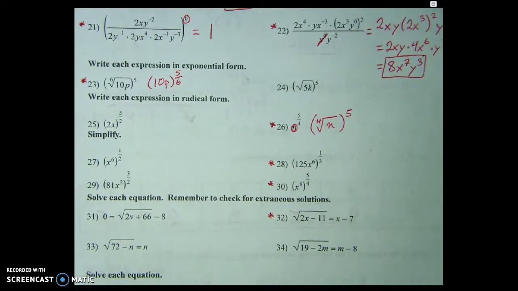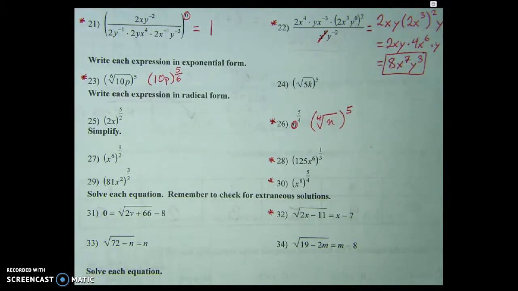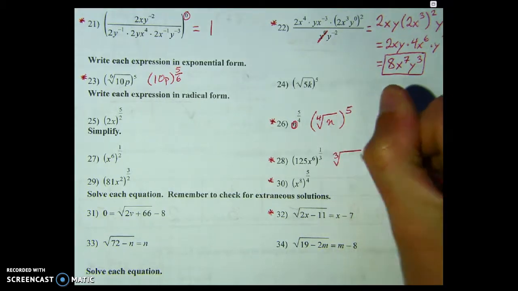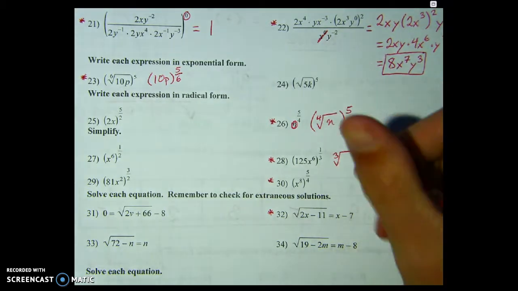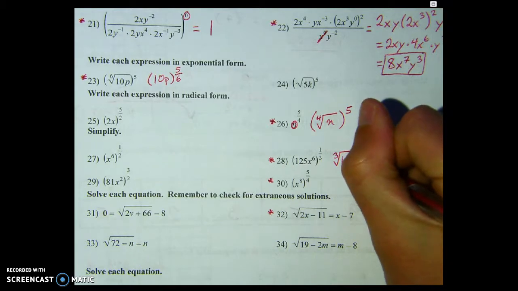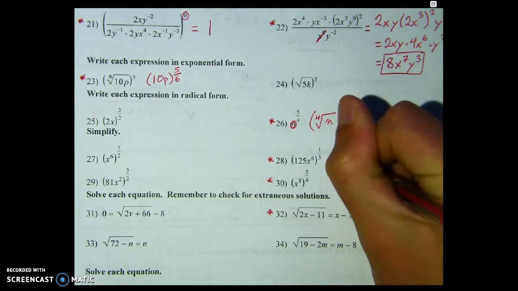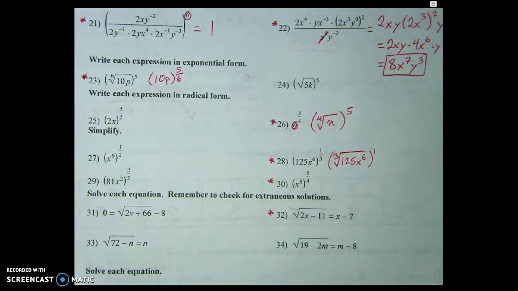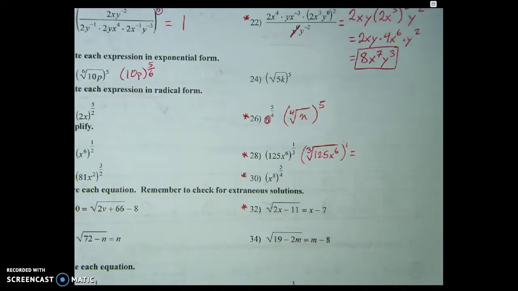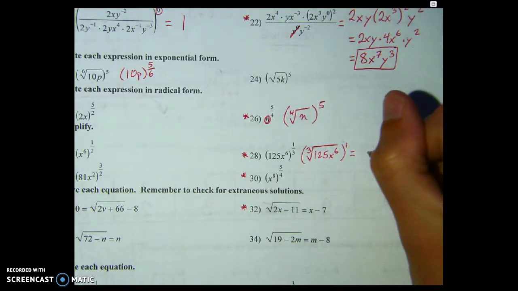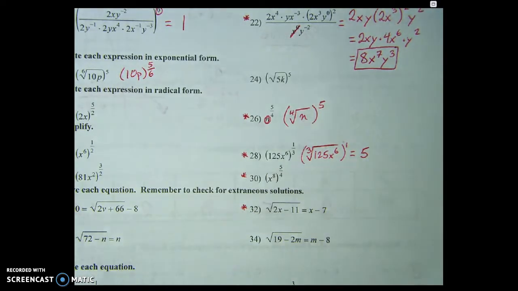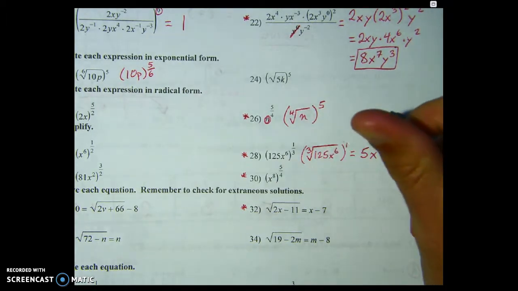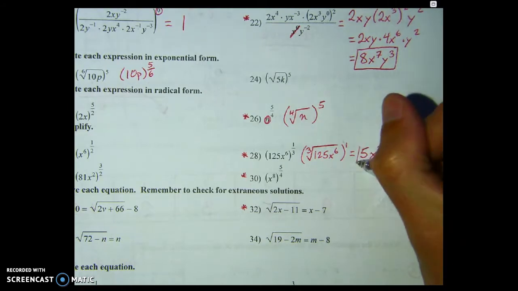Okay, and then we got 28 and 30 of this next section. First thing I'm going to do is rewrite this as the cube root of 125x to the 6th. And really that whole thing, technically we could take it up to the power of 1. Don't really need to, but we can. What is the cube root of 125? Hopefully you said 5. What is the cube root of x to the 6th? Hopefully you said x squared. Right, and that's our answer: 5x squared.